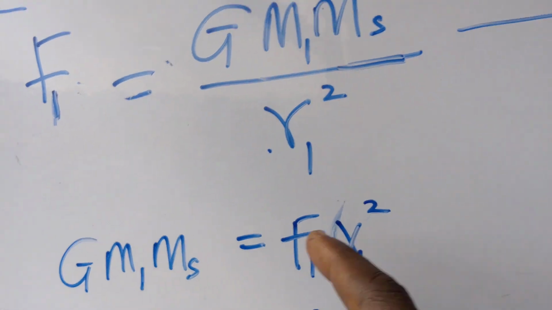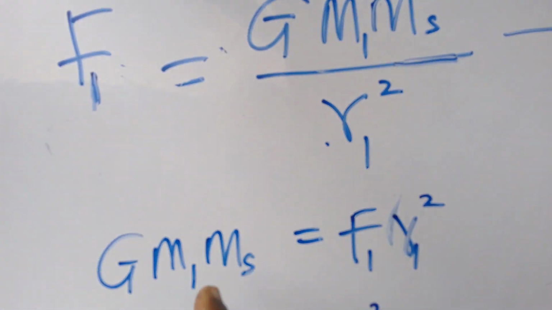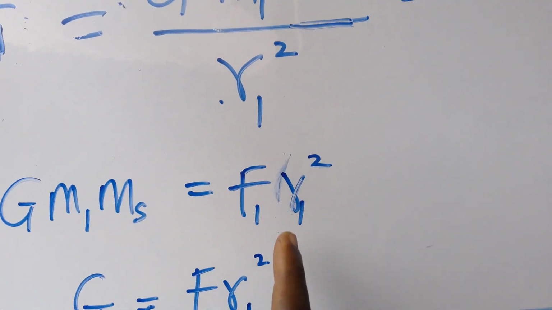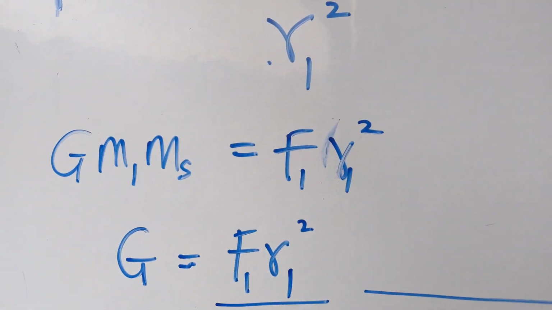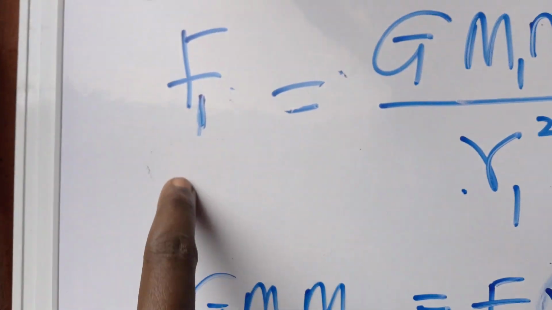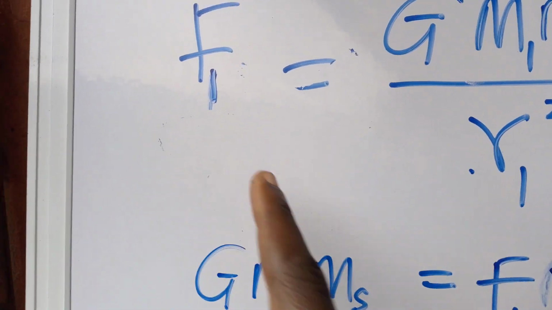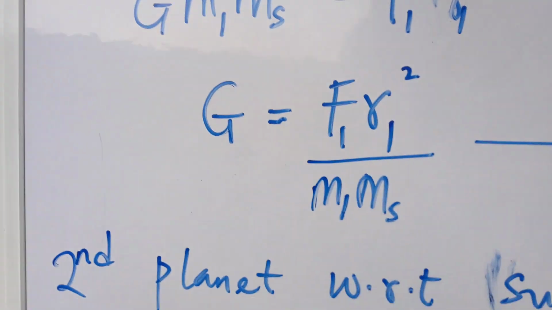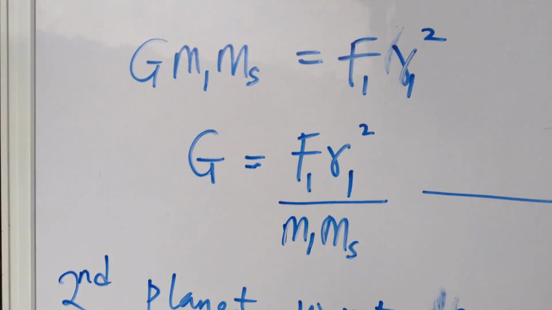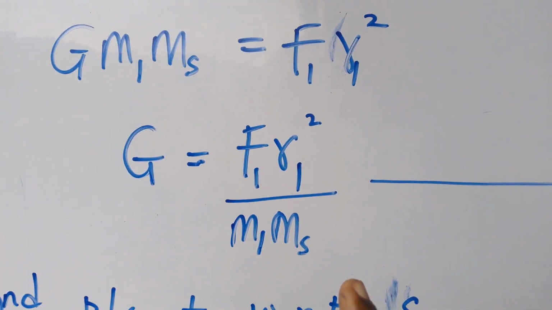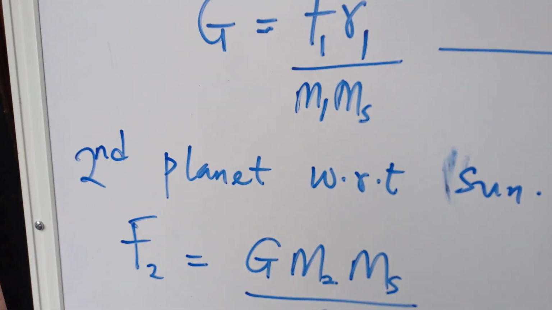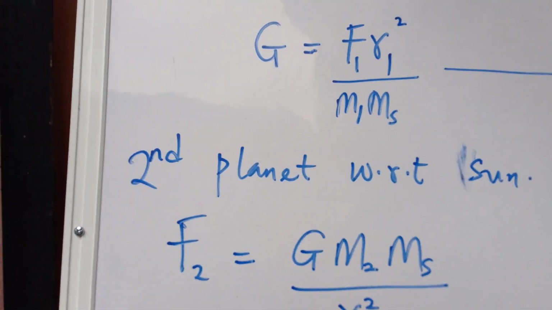So we then made G the subject of the formula. If I cross multiply, I'll have f1 times r1 squared, giving f1 r1 squared, and G m1 ms will come down to multiply the denominator of 1, so I'll have G m1 ms. Dividing both sides by m1 ms, I have that G, my gravitational constant, equals f1 r1 squared all over m1 ms. That's equation 2.